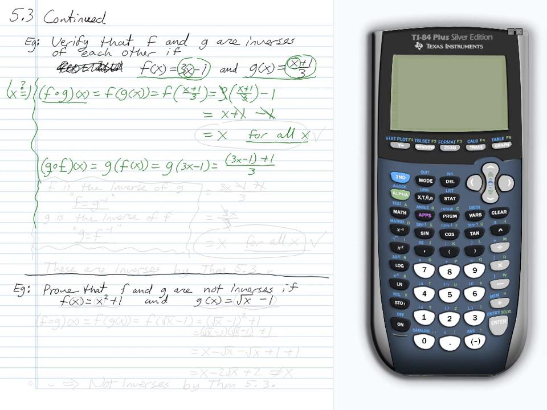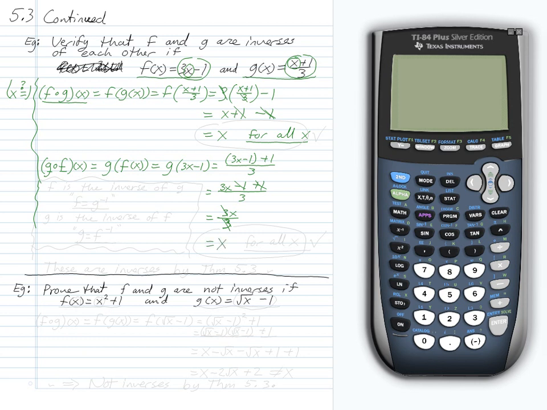Alright, well those parentheses are a little silly. We don't really need those. This is (3x minus 1 plus 1) over 3. And the first thing I notice is minus 1 and plus 1 cancel, and we're left with 3x over 3. Now 3 divided by 3, those cancel each other. They're common factors, and we're just left with x.